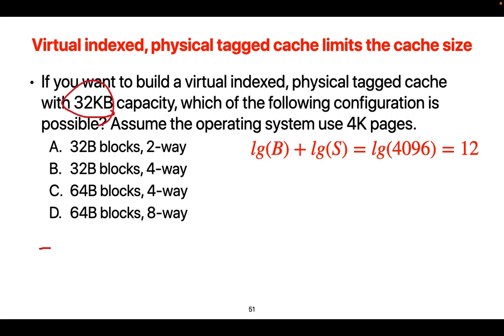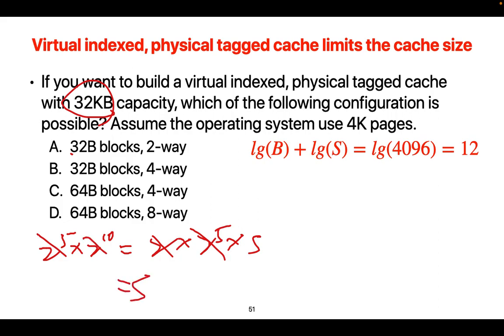So 2 to the 5 times 2 to the 10 equals 2 times S times 32 byte, which is 2 to the 5. So this gets cancelled, and S would be 9, right? So 9 plus 5, what is that? That's 14. So A is not the answer.